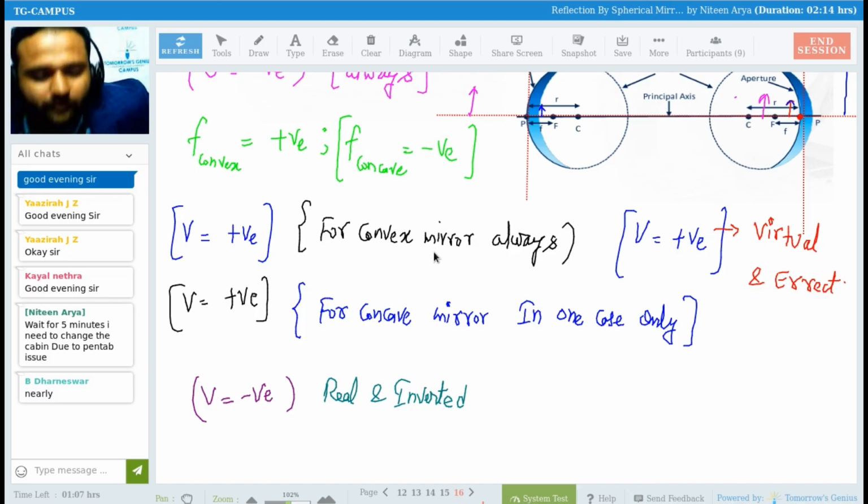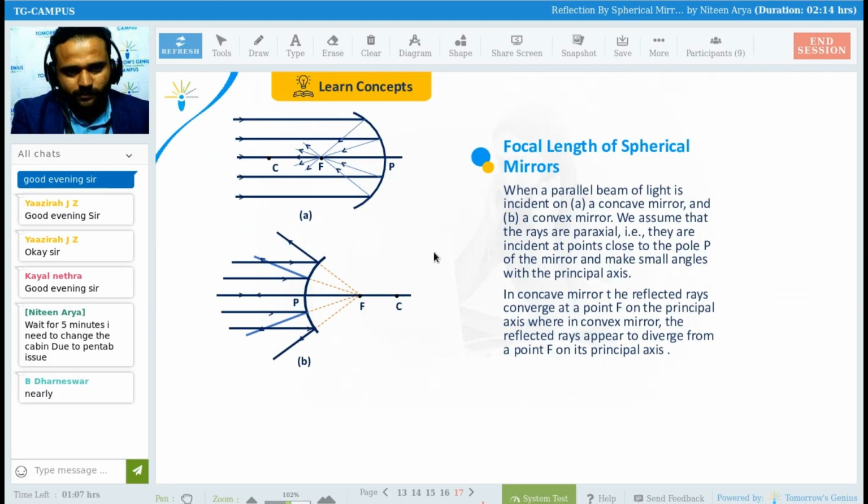So where I was: real and inverted image is a kind of image in which the reflected rays meet in actual. In general, they are known as real and inverted. Inverted means upside down. A virtual and erect image is a kind of image in which the reflected rays are not meeting in actual. Erect means directly the same as the object. You guys are going to see this in a minute. What is the meaning?